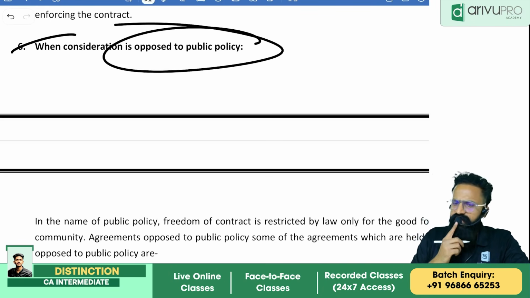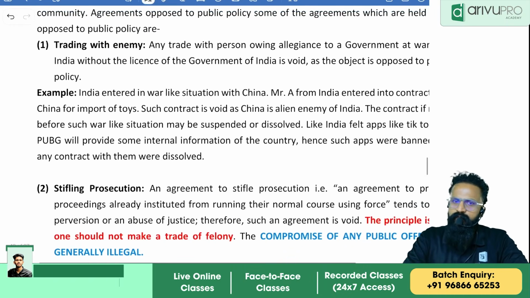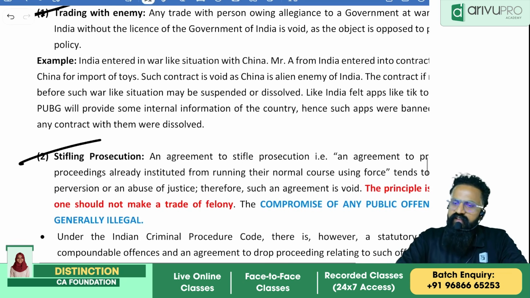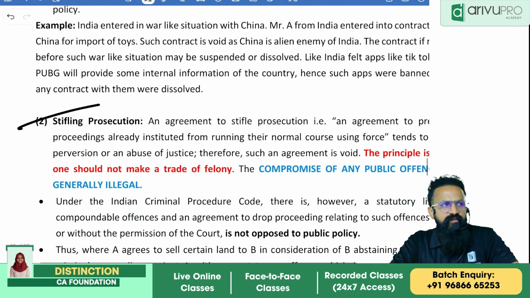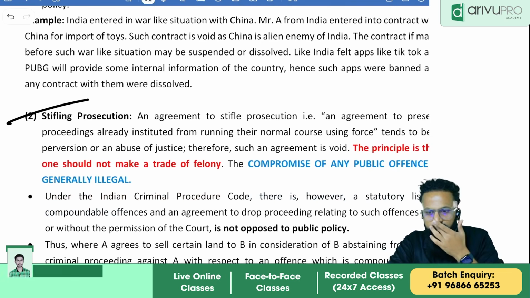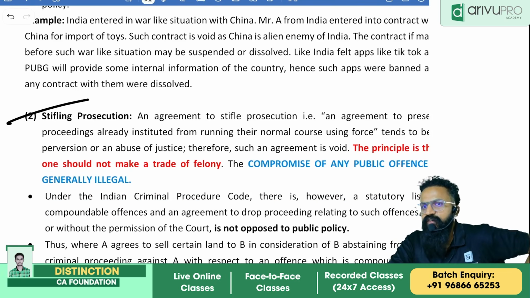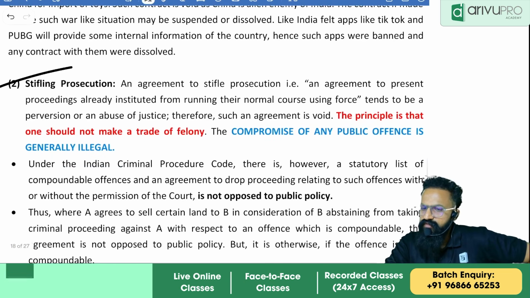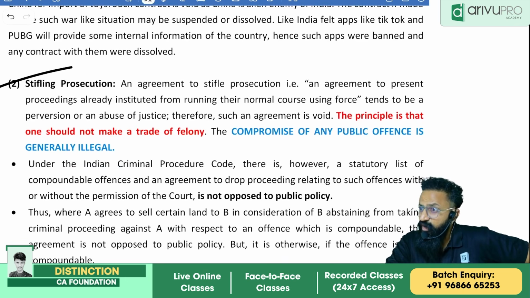Next one is consideration opposed to public policy. What are the considerations opposed to public policy? One is trading with alien enemy. Next one is stifling of prosecution. What do you mean by stifling of prosecution? Stifle means to make a trade. You cannot make a trade of your prosecution. Generally, you cannot settle these matters. You cannot make a trade of felony. You cannot settle the crime.